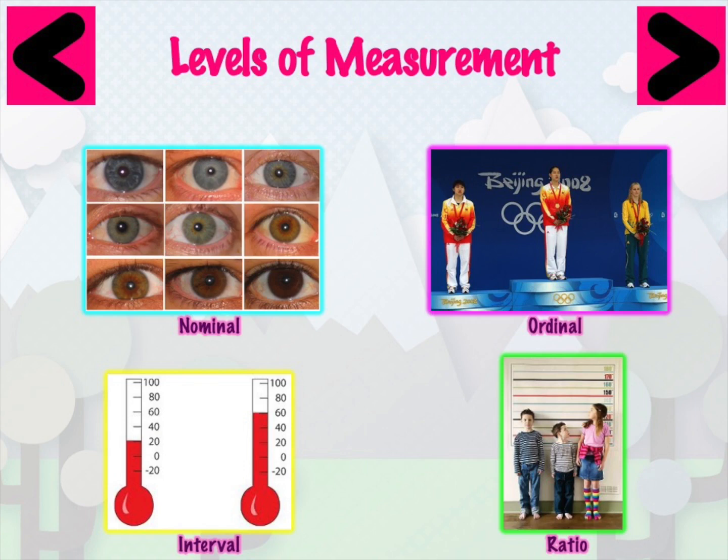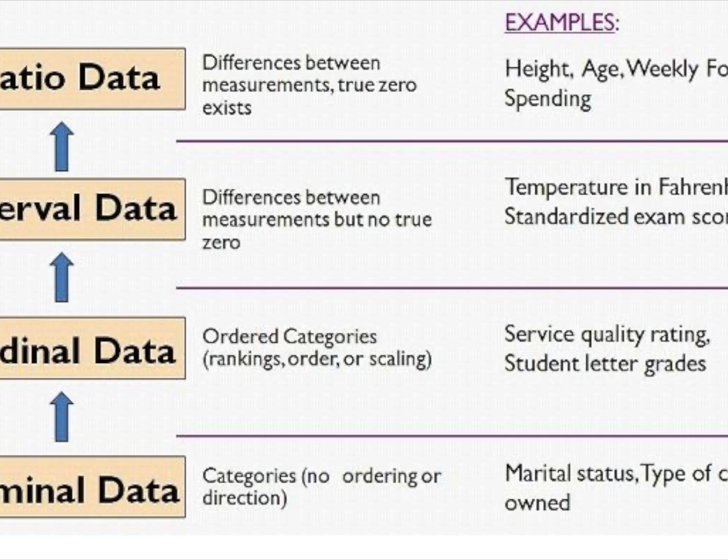And then we have ratio, which are like intervals, but the only difference is that they have an absolute zero. So ratio variables cannot be negative. We start measuring from zero. These are things like height, weight, age, length. Those variables cannot be negative.